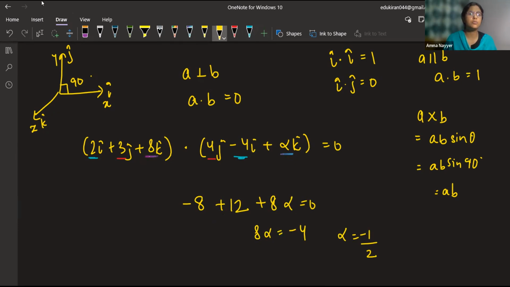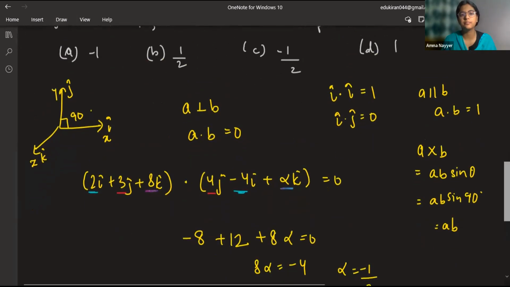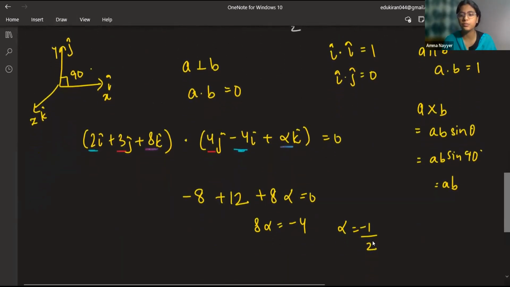So C option was it, I think. Minus half was C, no? Okay, this is C option. All right, note it down.